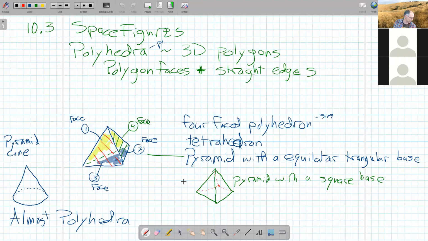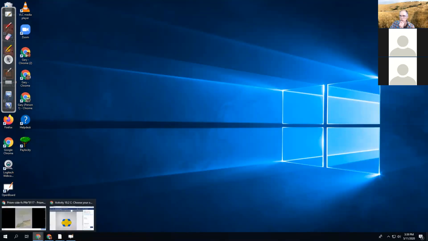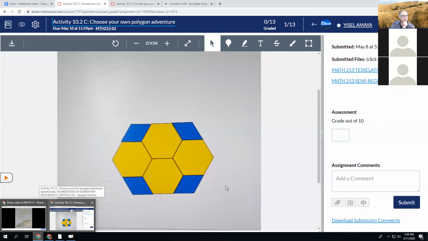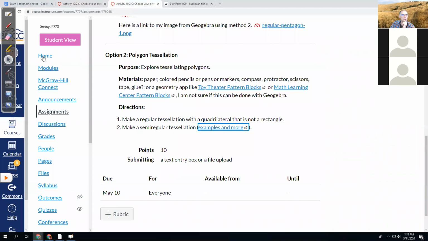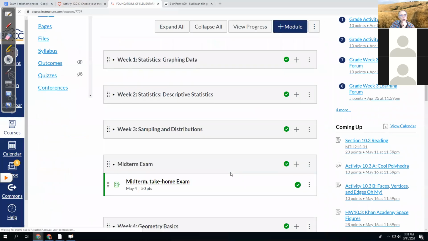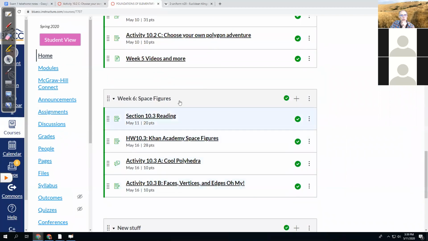What I want to take a look at next is an activity I posted. So if you all could join me on the course homepage here, and let's go back home. And I kind of posted them in a strange order. Here we go, so week 6. I have this activity called Cool Polyhedra, and that's one you're going to do on your own. And I'll come back to that in a minute.